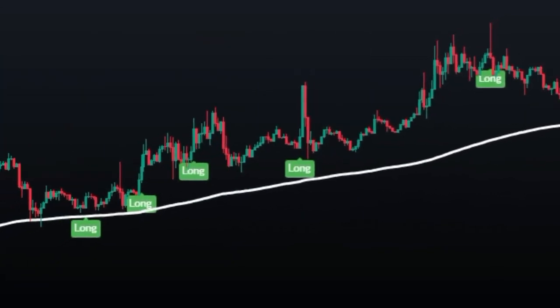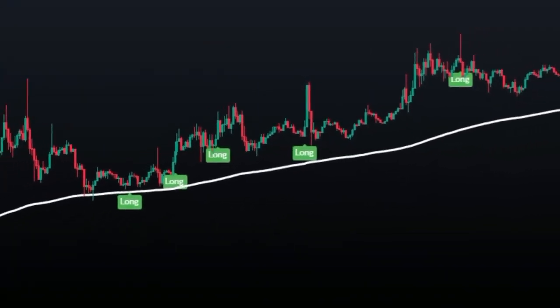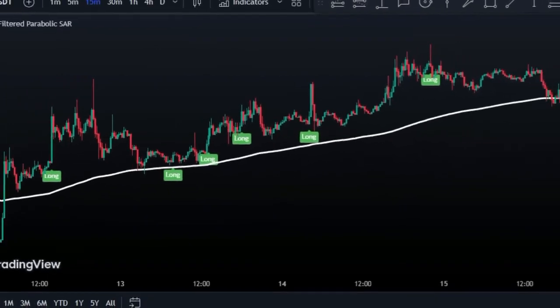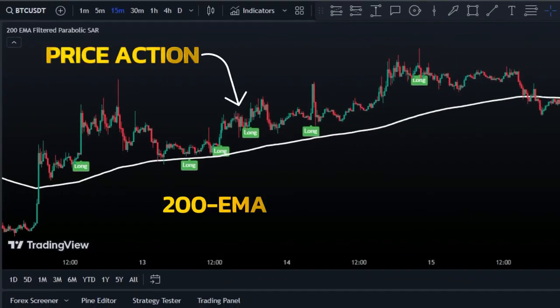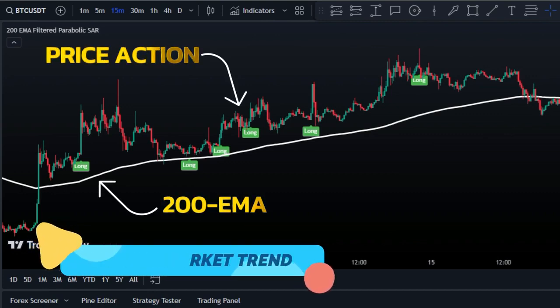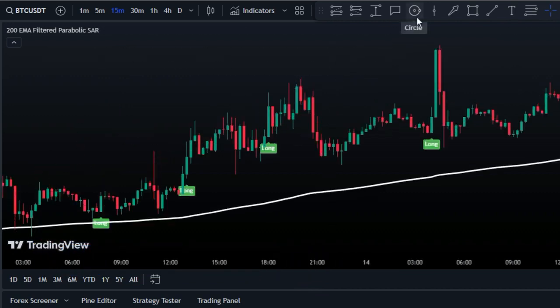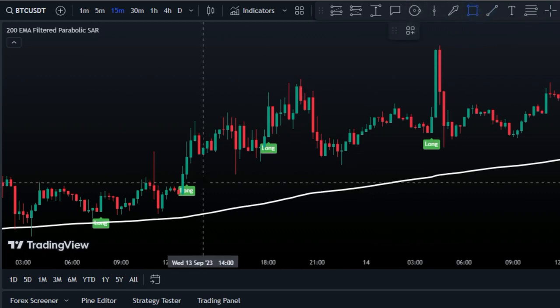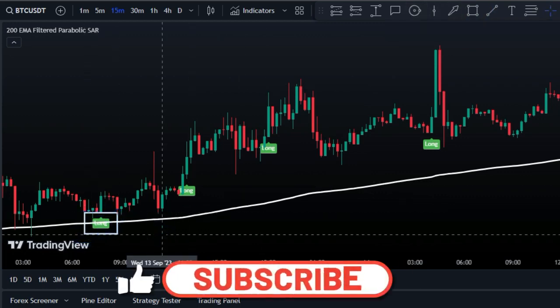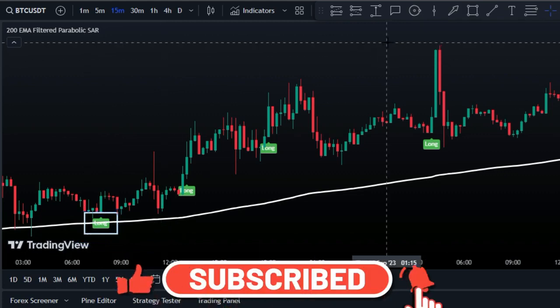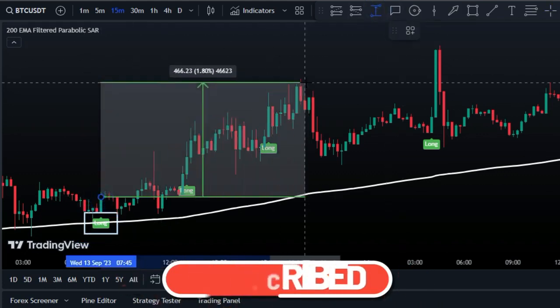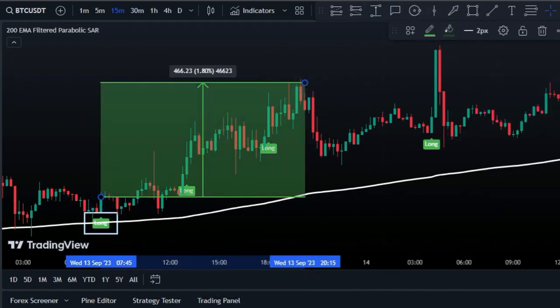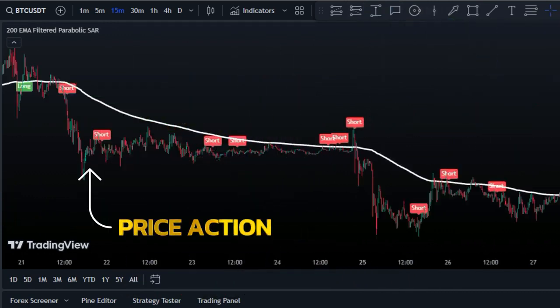Now let's get to the key point. With these adjustments, you'll notice that tricky signals, ones that go against the trend, disappear. When the price is above the 200 EMA on the chart, it's a sign of a bullish market, and it's a green light for long trades. And if the price is below the 200 EMA, it's a sign of a bearish market, and it's a green light for short trades.